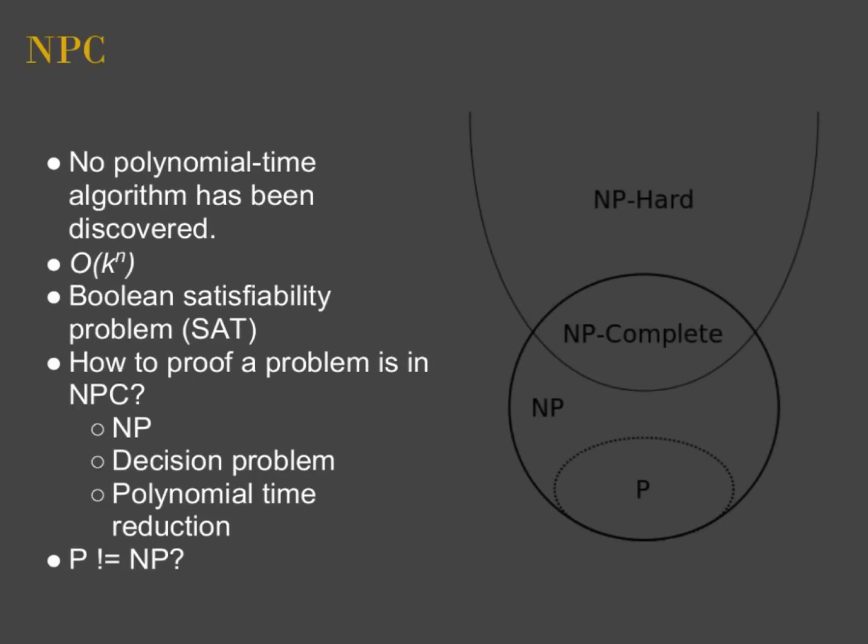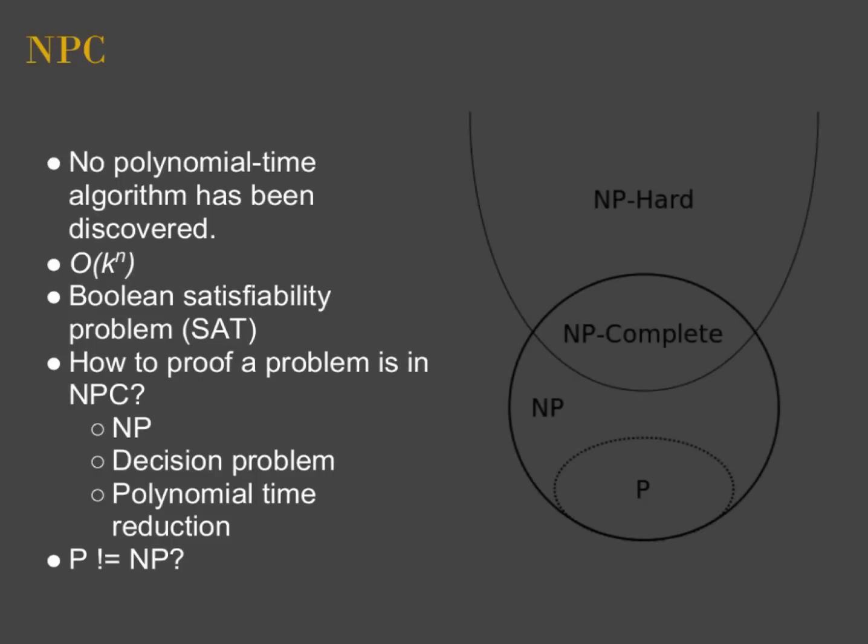So NPC, problems that belong to this class simply mean that no polynomial time algorithm has been discovered yet. And we think of problems that are in NPC where the input size is in that exponent. So you see this big O notation, k to the n, is that input. So this could take a ridiculous amount of time for an input size of 1,000, and even if k is 2, right? 2 to the 1,000 is massive. So this could take a long time for even relatively small inputs.